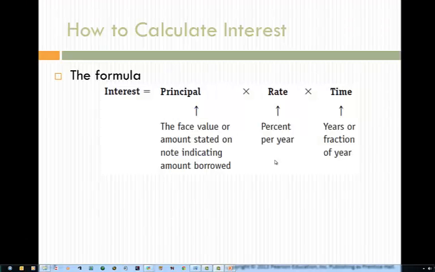The interest formula is principal times rate times time. The principal is the face value of the note, the amount being borrowed. The rate is the annual interest rate. You often have to convert a percentage to a decimal. For example, 10% is 0.10. Time in the interest formula must be converted to be expressed in terms of a year because the rate is expressed in terms of a year. We'll look at some examples of this in a moment.